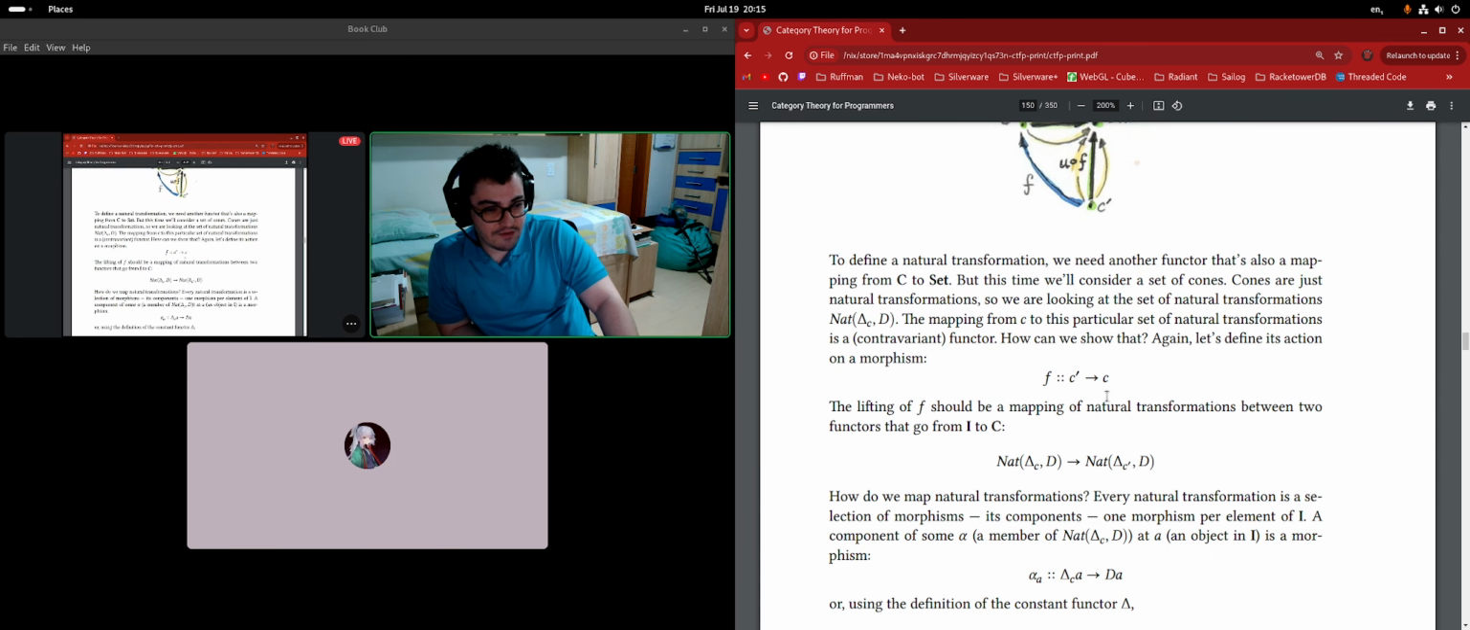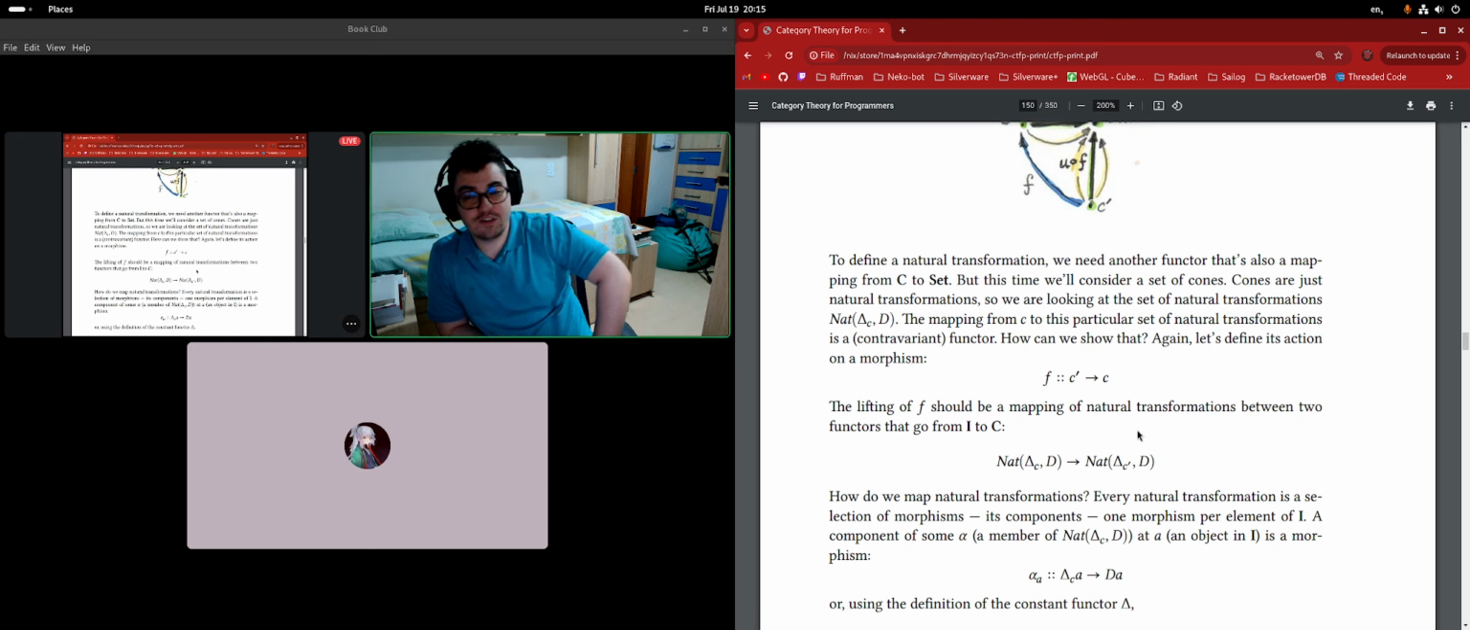So let's define its action on a morphism, so we have f. And then here comes the crazy part. This doesn't have a name, but the lifting of f should be a mapping of natural transformations between two functors that go from I to C. Wait, two functors? Yes, because when we define the cone, we use two functors, right? Oh, those ones.